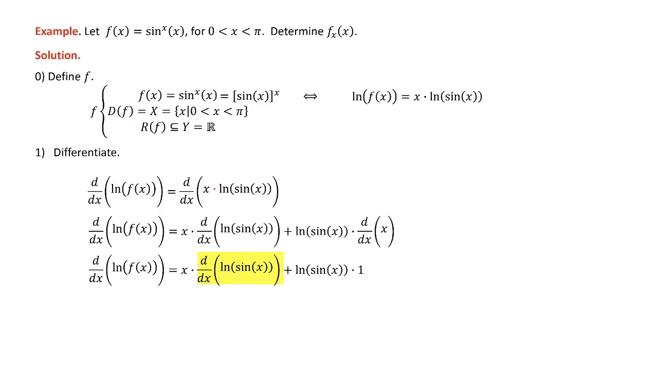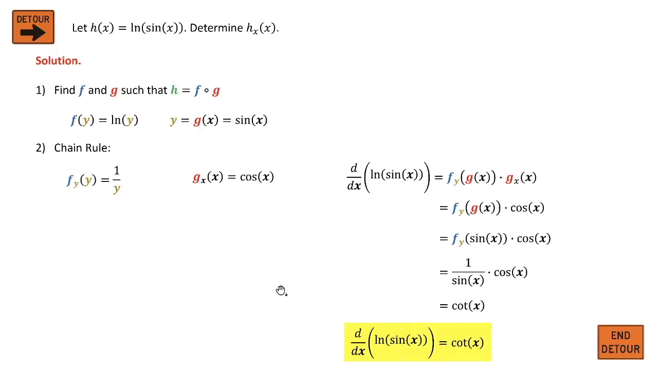So, on the right side of the paper, we're just going to look at this separately as a chain rule problem. And here it is. Let my function h be the logarithm of sine of x, and we want its derivative. Again, you can pause and try it yourself. We're going to have f of y, the outside function, be log of y. g of x is going to be the inside function, sine of x.